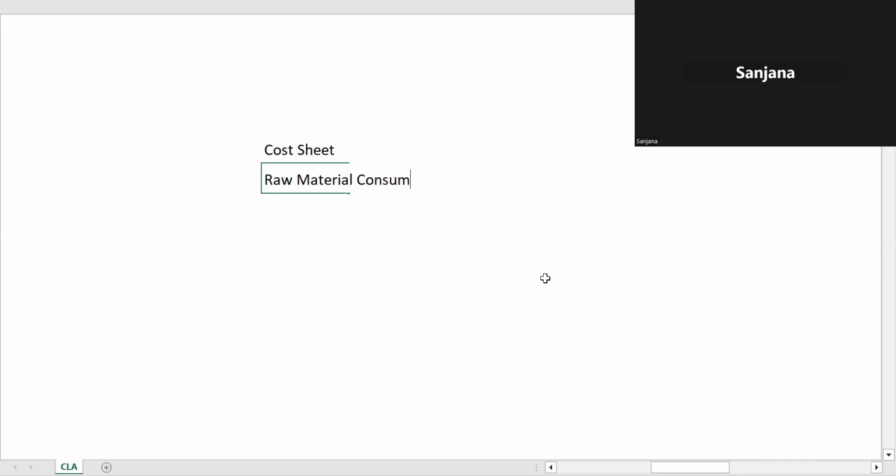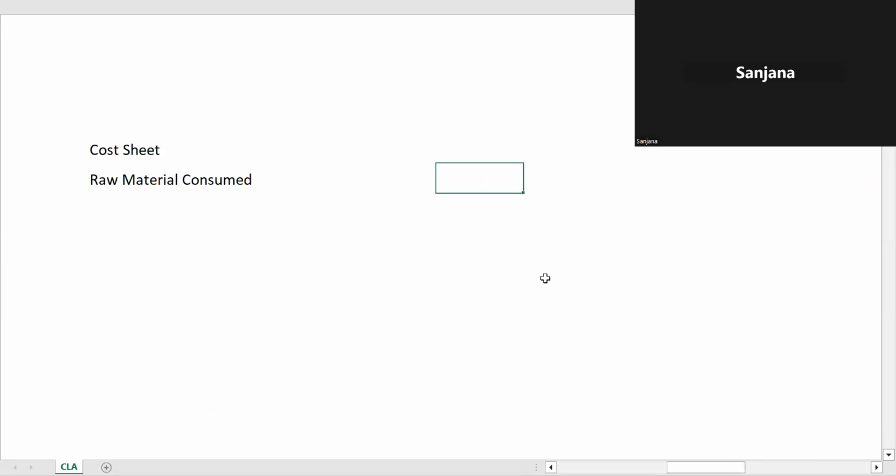ये this raw material consumed, how do you calculate this raw material consumed? It is opening stock of raw material plus purchase of raw material, minus closing stock of raw material.